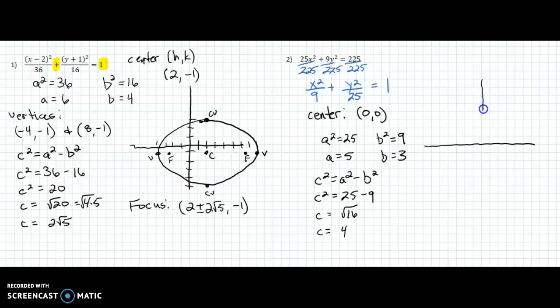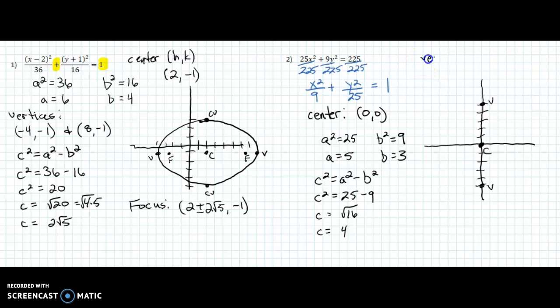So let's get this on the graph. We start with our center. So our center is 0, 0. And then remember, the direction we stretch depends on the denominator, and then what variable it's under. So 5 came from underneath the y, so I'm going to go up and down 5 for my vertex. So that's a vertex. That's a vertex. The distance between these two vertices is called the major diameter, or the major axis. It's on the major axis. So the major axis is in the y direction.